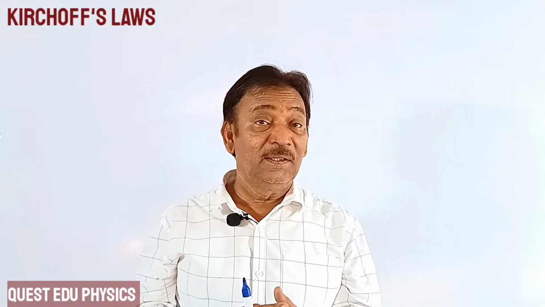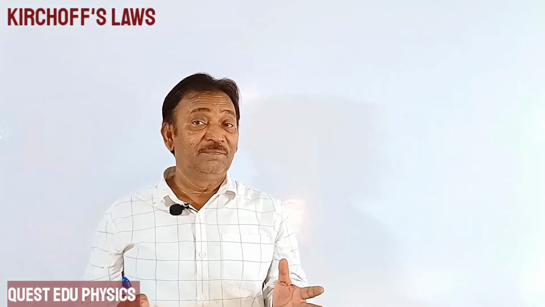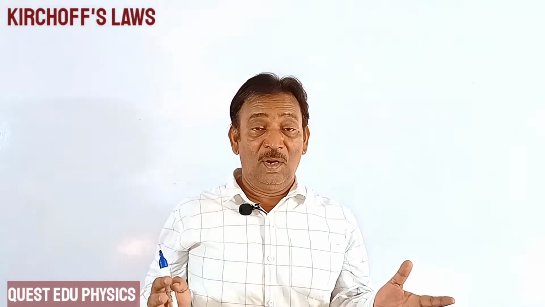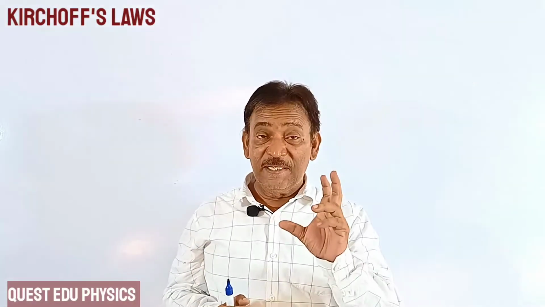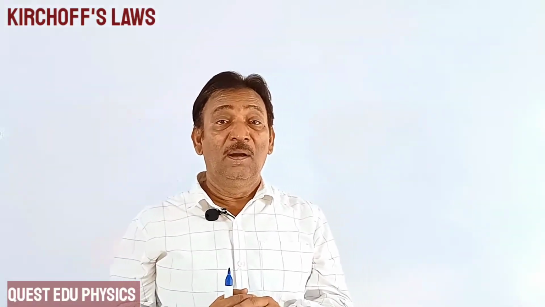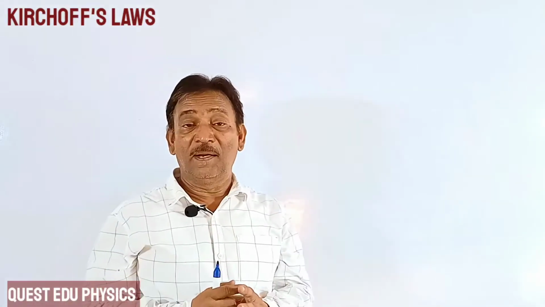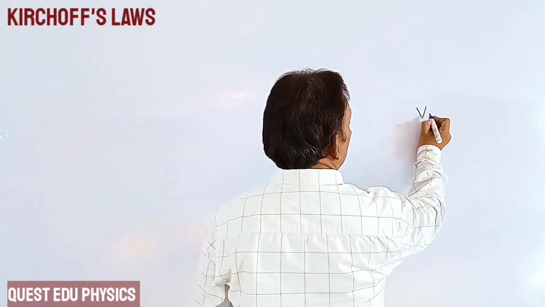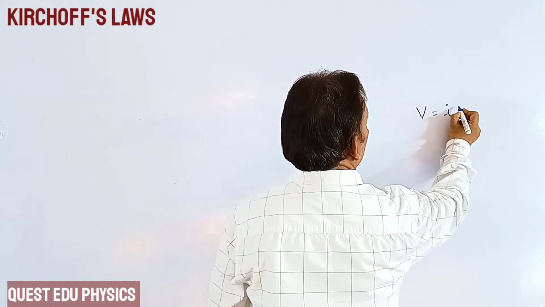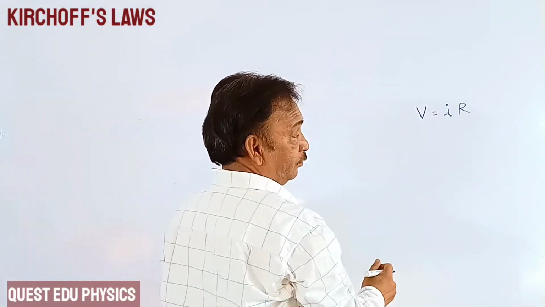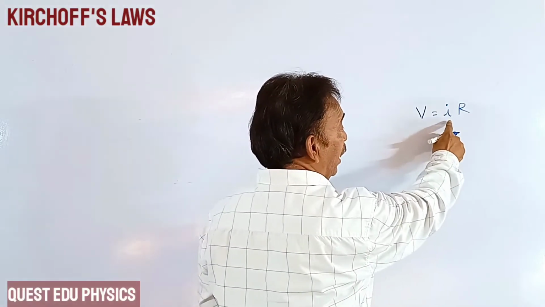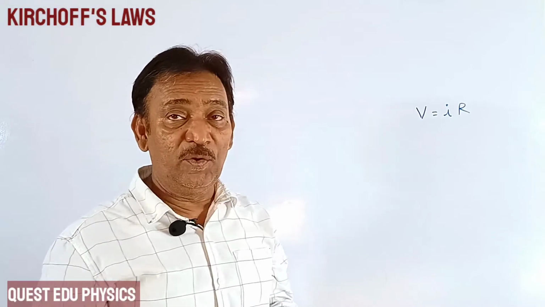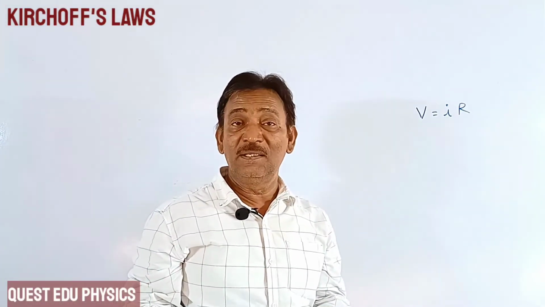And you have learned the potential is taken as V is equal to IR by Ohm's law. Okay, the potential difference can be had as V is equal to IR. V is the potential, I is the current, and R is the resistance. In previous videos, we have learned what resistance is.